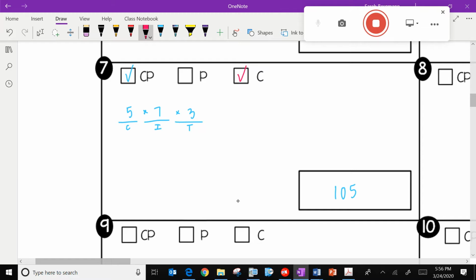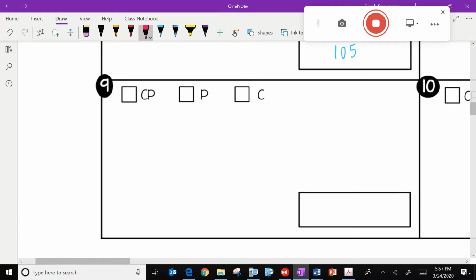Or you can do this as a combination problem. So for our first event, for choosing the cake flavor, there's 5 options and he wants to choose 1 flavor. Second, for choosing icing, there are 7 options and he wants to choose 1 icing. The third event is choosing a topping. There are 3 options and he wants to choose 1. If you multiply these 3 together, it'll also give you the same answer, 105. So either way you did this problem is correct.